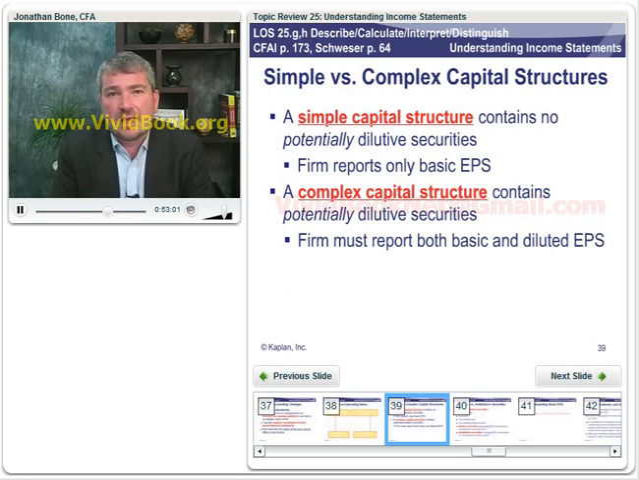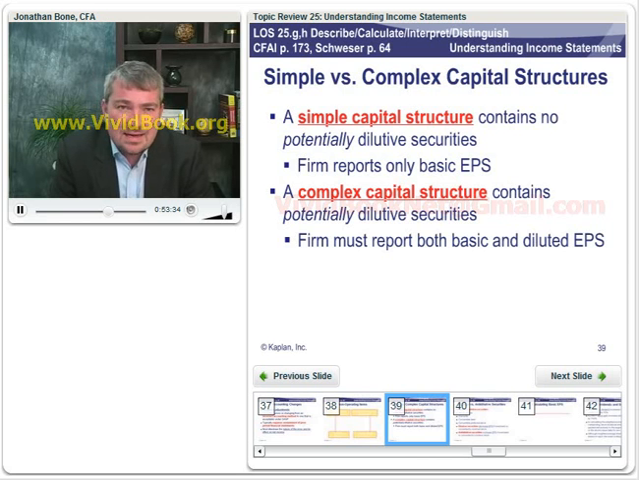Our next learning outcomes relate to earnings per share. We've got really two learning outcomes that we're going to combine: one asking us to describe and calculate earnings per share, and one asking us to differentiate between dilutive and anti-dilutive securities. So let's start off by talking about simple and complex capital structures. A simple capital structure is simply one that contains no potentially dilutive securities. Well, that leads us to ask straight away, what is a potentially dilutive security?